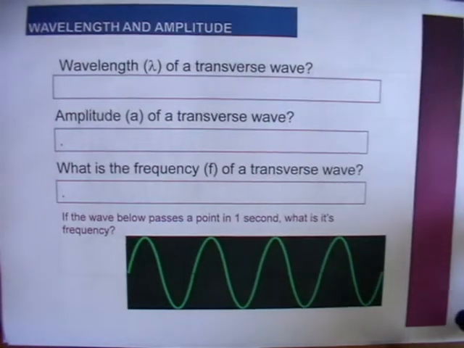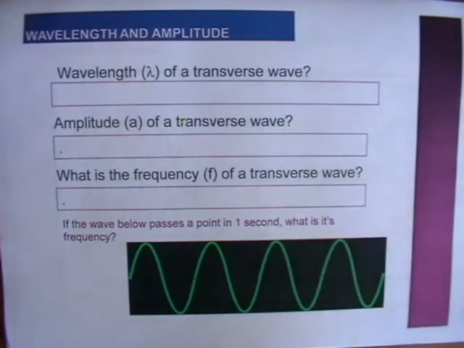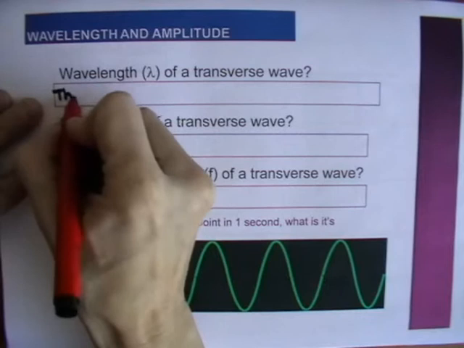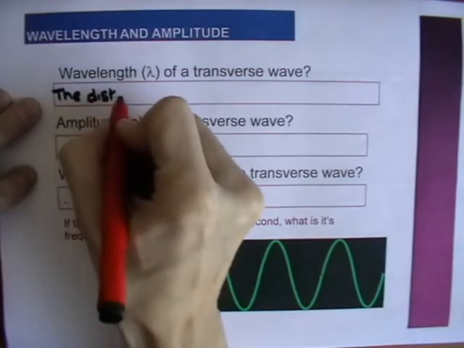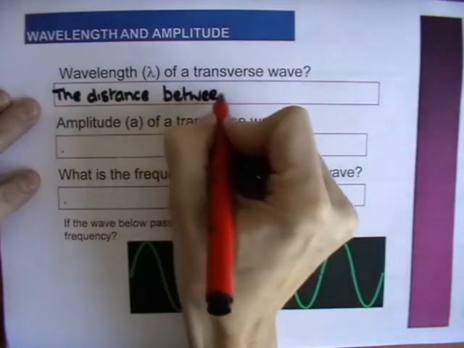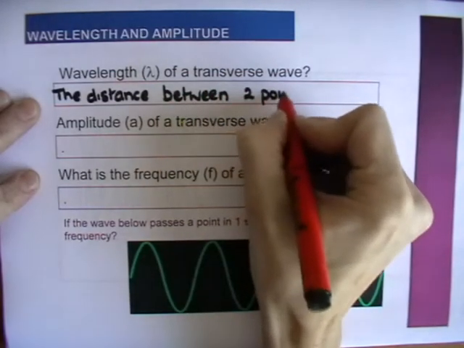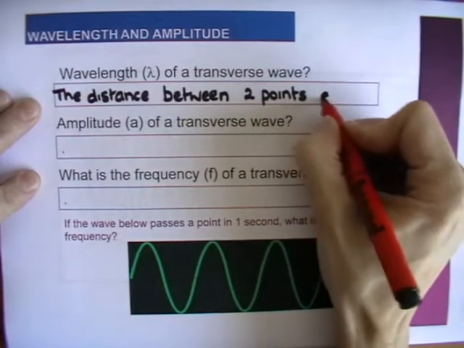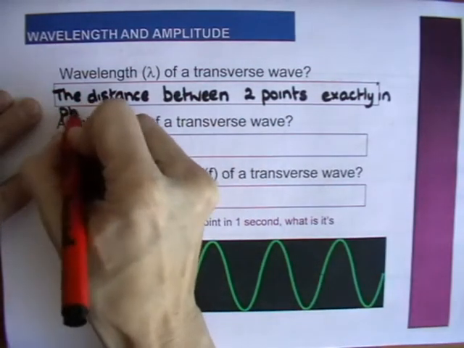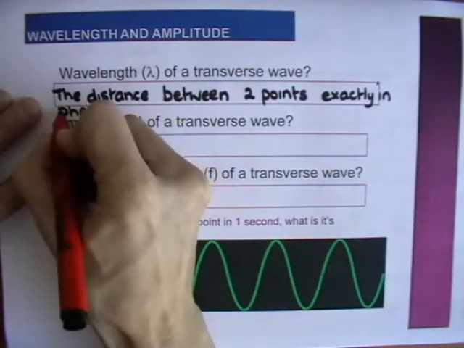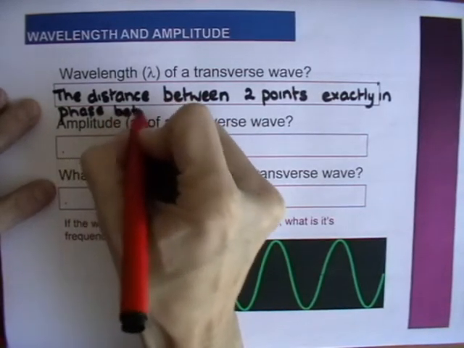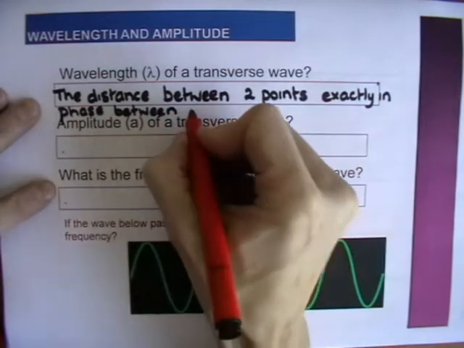So a few definitions. Wavelength of a transverse wave is a distance between 2 points which are exactly in phase, and you could say from one wave to the next, but I'm going to say between successive waves, meaning the one after the one before.